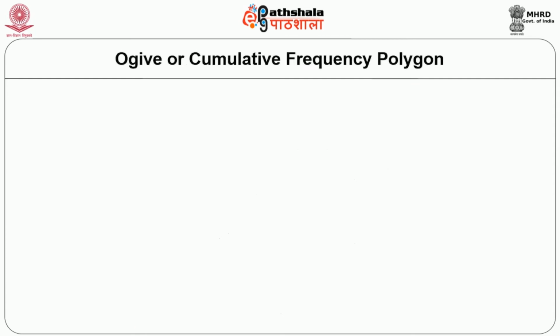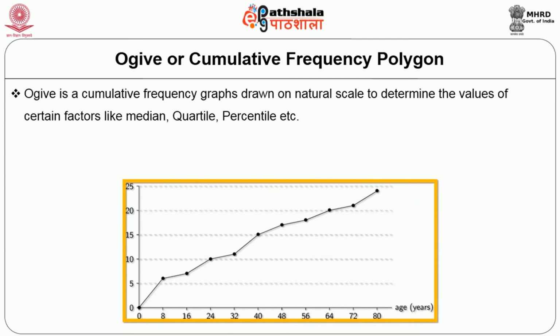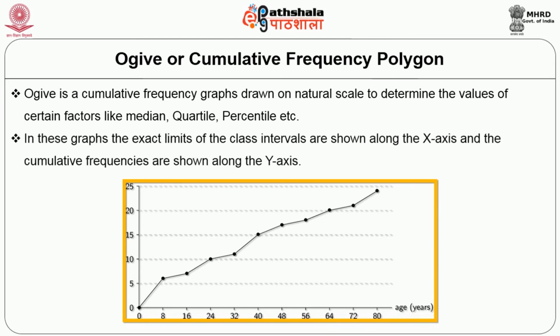Ogive or cumulative frequency polygon. Ogive is a cumulative frequency graph drawn on a natural scale to determine the values of certain factors like median, quartile, percentile, etc. In these graphs, the exact limits of the class intervals are shown along the x-axis and the cumulative frequencies are shown along the y-axis.